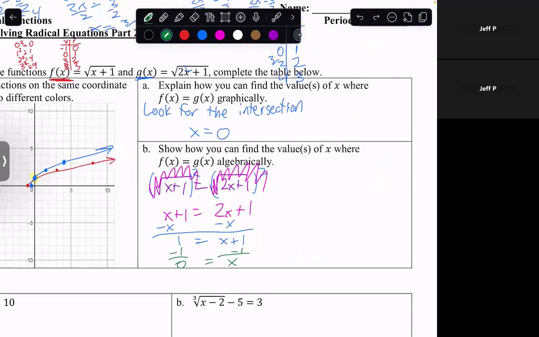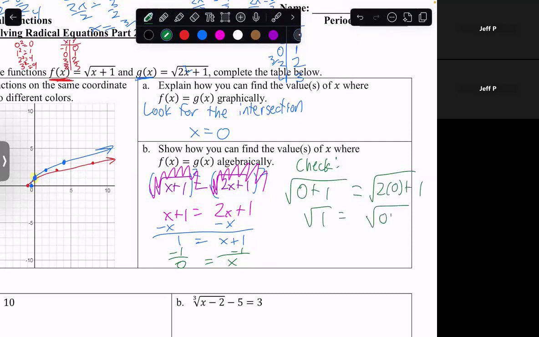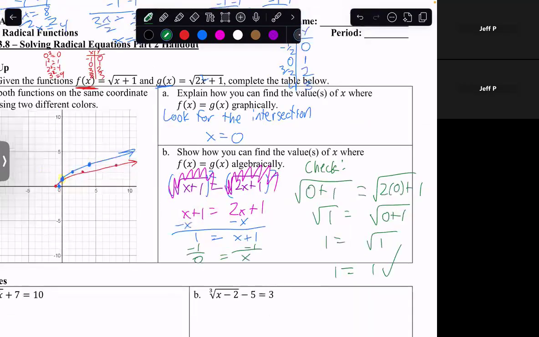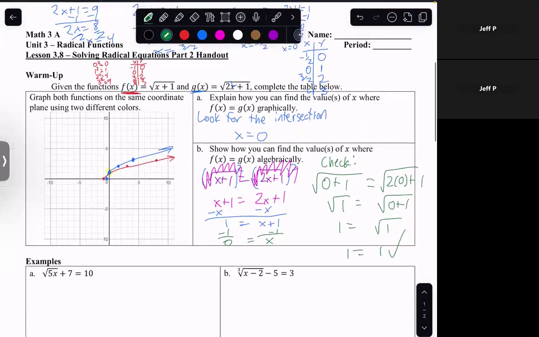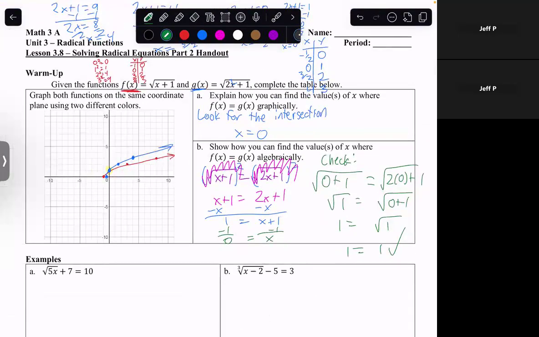But like always, for equations, you can check your answer by substituting back into the original problem. So plug in 0 for all x's. And the two sides are equal, so that confirms that x equals 0 is the right answer. This warm-up was about square root functions, but don't forget we also have cube root functions that we covered in the 3.3 lesson, so make sure you review those.